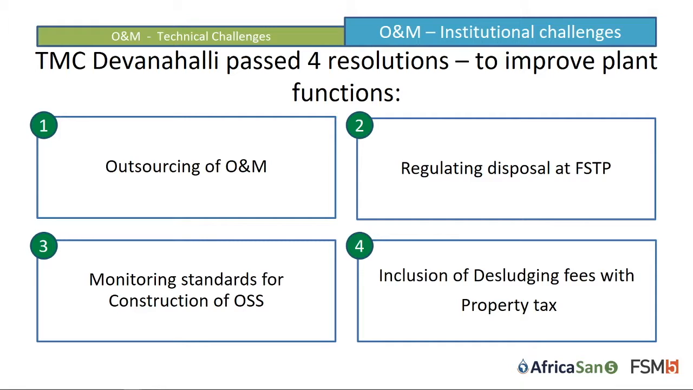And the fourth was to collect the desludging fees through the property tax. If they are paying around 1,000 rupees, that will be divided every month or every quarter and collected with their property fees, so that it is not a burden for the household to pay anymore. But due to several factors, with central government approval, state government approval, and the policy process taking a long time, the municipality and the organizations involved in the operations were able to achieve only the first resolution, which was outsourcing of O&M.